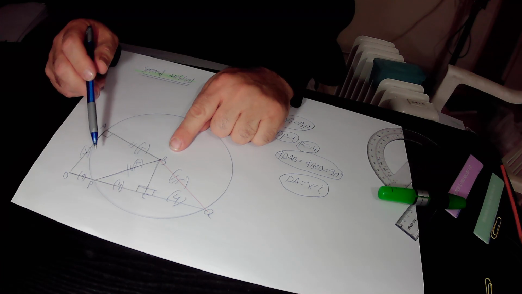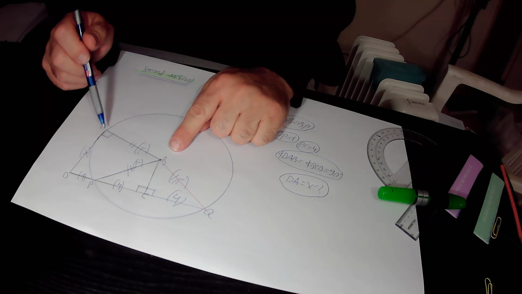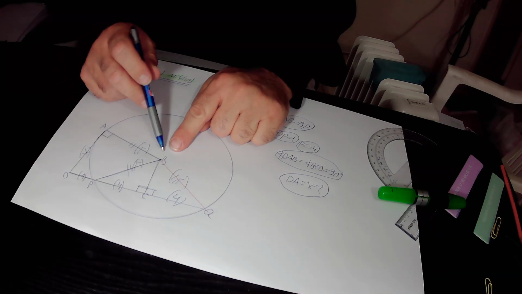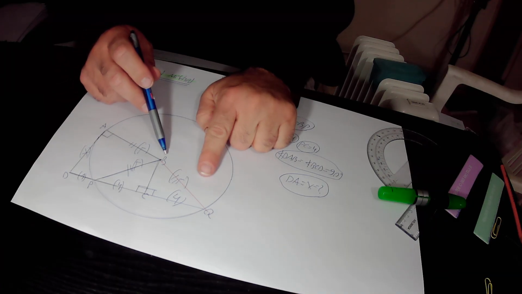Therefore, the circle must pass through point P, because point P is located on the circle itself. Likewise, BQ is also a radius of this circle.